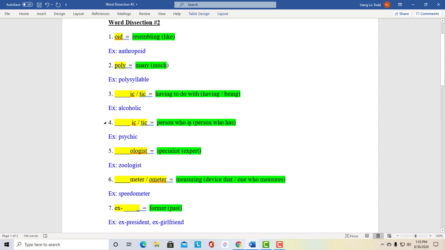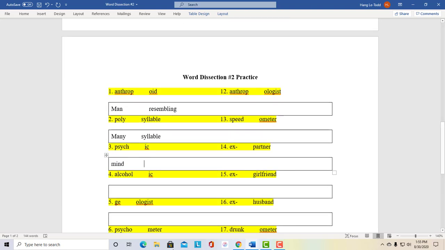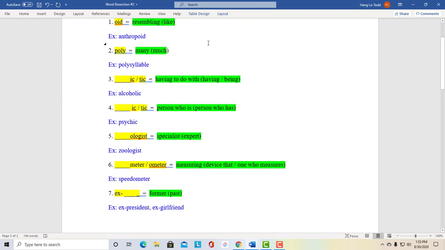Once again, you want to pick the meaning that makes the most sense. So let's go back and look at what we're working with. We're working with mind. What word would go with mind that would make sense as psychic something mind? So let's see. 3, having to do with mind. Yeah, that makes sense. You could pick that. Having mind, as in having a mind. Yeah, that would make sense too. Being mind. No, I wouldn't pick that one. Down to number 4, person who is mind. No, that doesn't make sense.